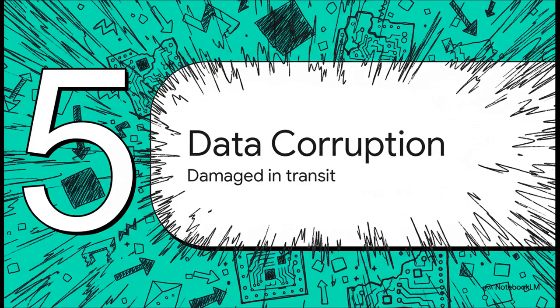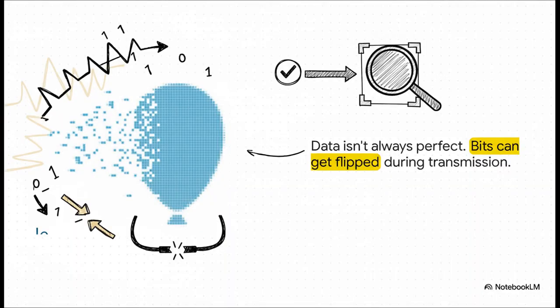But what about that second huge challenge? The physical world is a messy, noisy place. What happens when our perfectly packaged frame gets corrupted during its journey? You know, things like electrical interference or a weak signal can cause a bit to flip from a 1 to a 0 or the other way around. This is data corruption. A single flipped bit can make an entire frame of data totally useless, just like this disintegrating balloon.